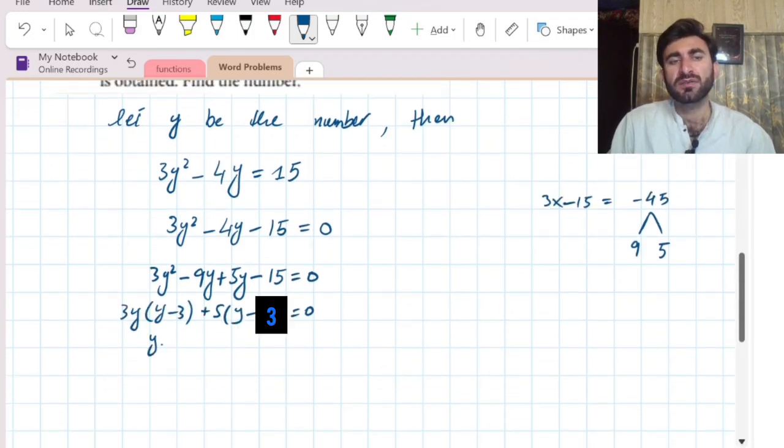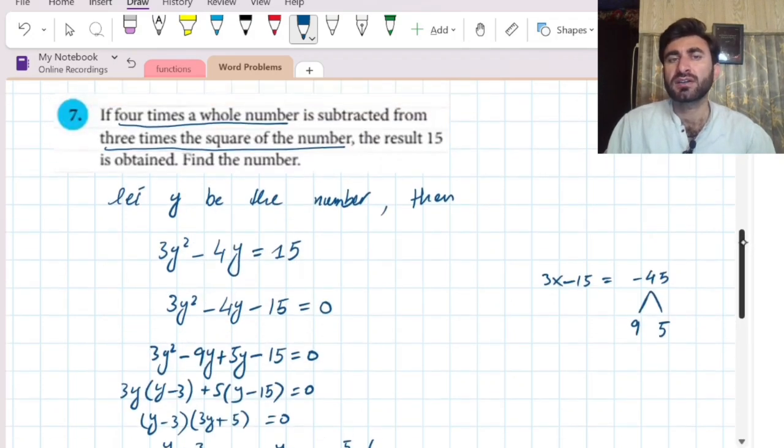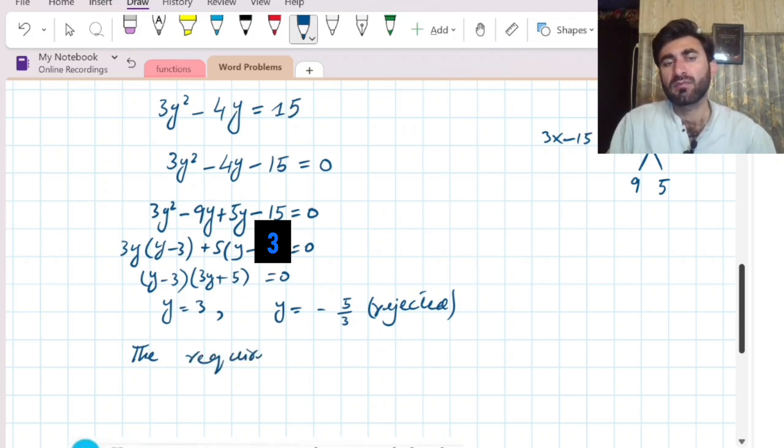Once the factors become (y minus 3) times (3y plus 5) equals 0, it gives us values y equals 3 and y equals minus 5 upon 3. Minus 5 upon 3 being a fraction, not a whole number, will be rejected. So the required number is 3 definitely.